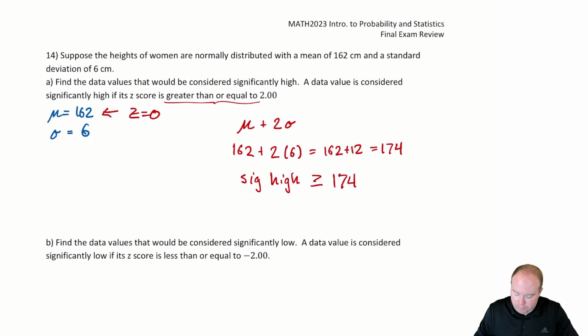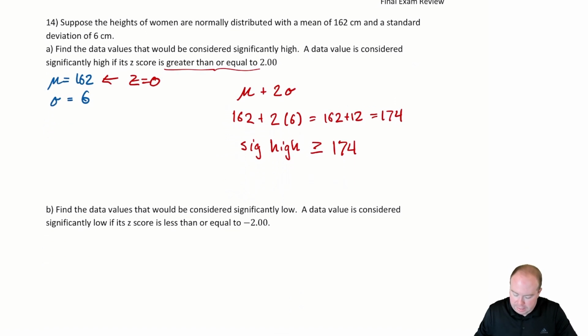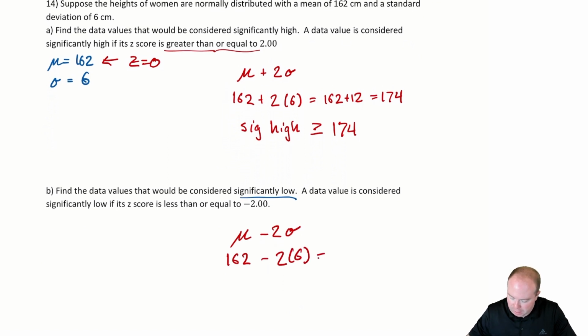All right, part B, same idea, except it is going to be looking at those that are significantly low. So same principle, you just do 162, well, that is mu. This time it's minus 2 sigma. So 162 minus 2 times 6 is going to be 162 minus 12. So that is 150. So significantly low values are those that are less than or equal to 150.